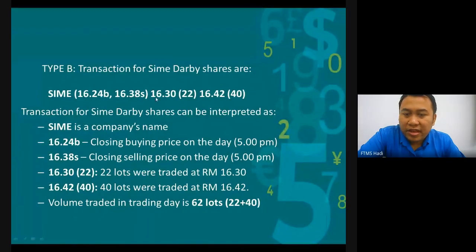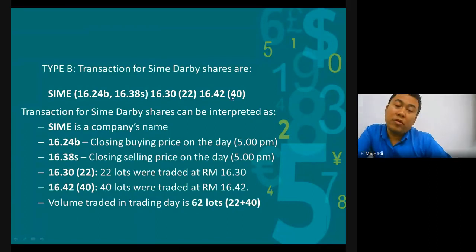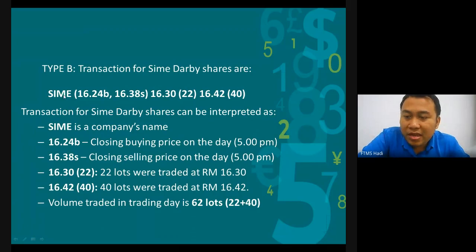SIME 16.24B, 16.38S, and then 16.30 in the bracket of 22, 16.42 in the bracket of 40. So SIME, this one stands for the company's name. 16.24B, the letter B here stands for the closing buying price on the day, which is at 5 p.m. 16.38S means that 16 ringgit 38 sen is the closing selling price at 5 p.m. In Malay, harga tutup jualan. And then 16.30 with 22, that means 22 lots were traded at that price.